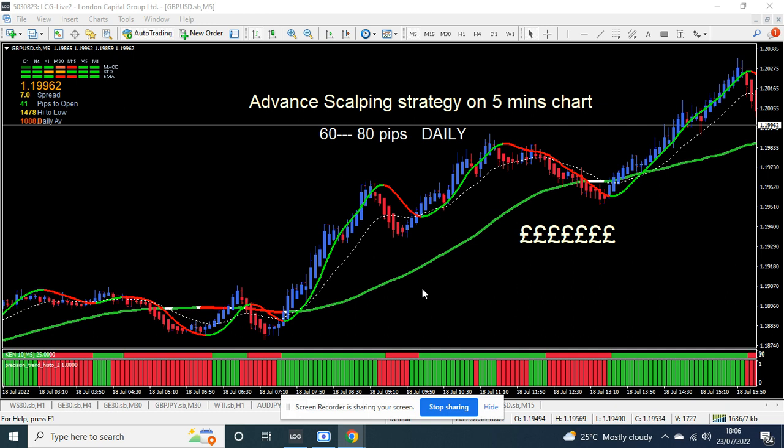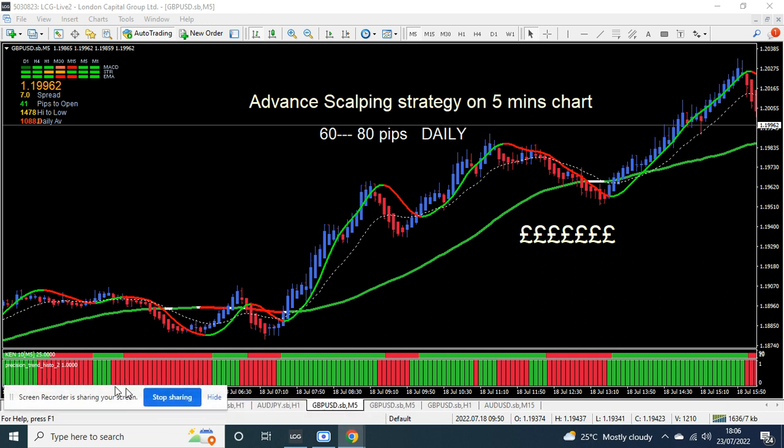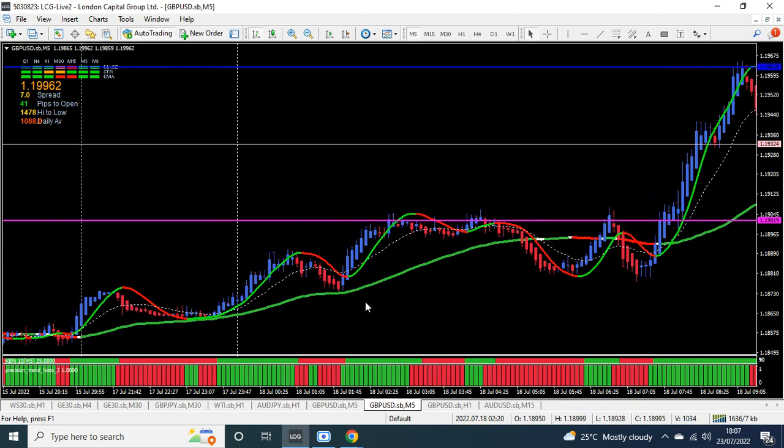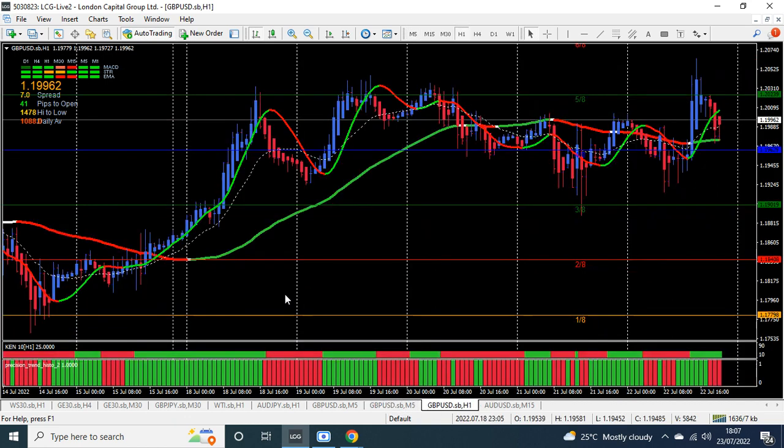Step number 1, identify the direction of the short-term trend on the 5 minutes. Step number 2, identify the medium-term trend on the 1-hour chart by looking at the slope of the 50 MA on the 5-minute chart and the direction on the 1-hour chart. Now you can see that the 50-period moving average is slanting upward. The bigger trend is also to the upside on the 1-hour chart. Now look at this chart right here.